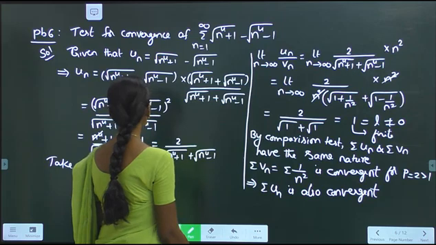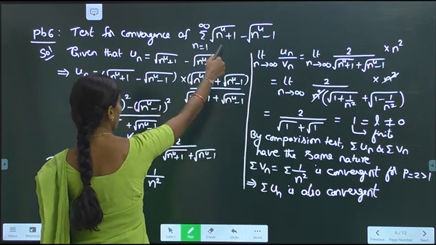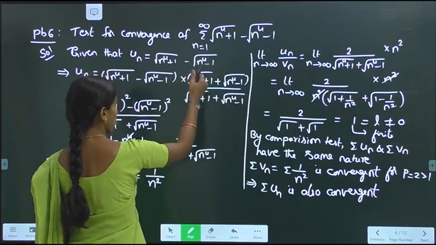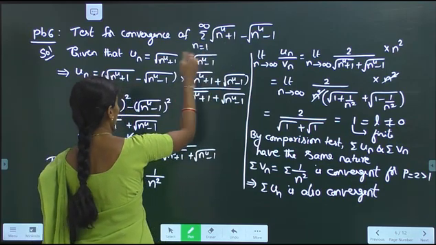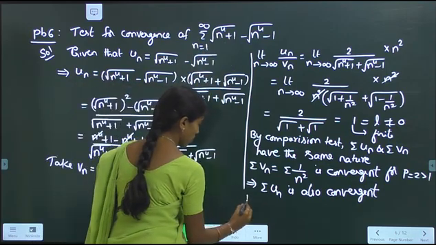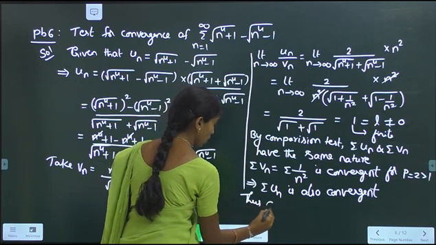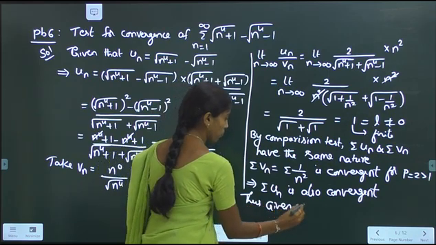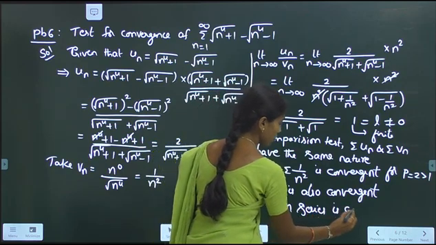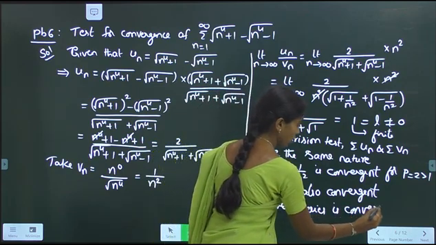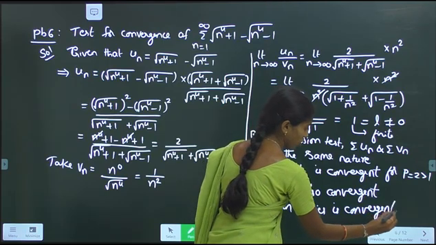Right? What is sigma Un? Un is nothing but root n power 4 plus 1 minus root n power 4 minus 1. It is nothing but sigma Un, that means the given series. Thus, the given series is convergent, right?